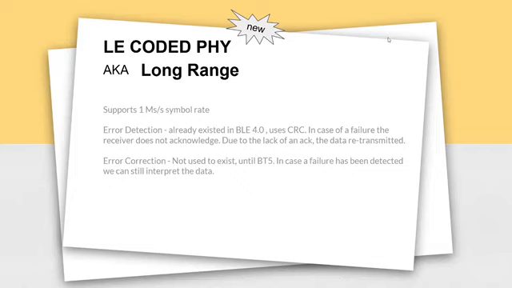LE coded PHY, also known as the long range feature. This feature supports 1 megasymbol per second of symbol rate, just like the 1M PHY, but it uses error correction coding. What does it mean? The further the distance between the transmitter and the receiver, the more chances for an error to occur. This intuitively makes sense, like trying to throw a ball or yell towards someone who's far away.